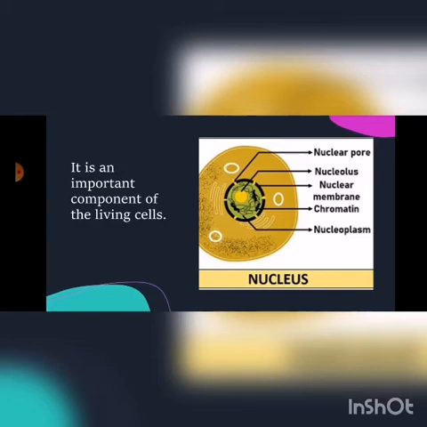It contains a spherical body called nucleolus. It is an important part in nucleus. At the center, a spherical shaped body is called nucleolus. It also contains thread-like structures called chromosomes.